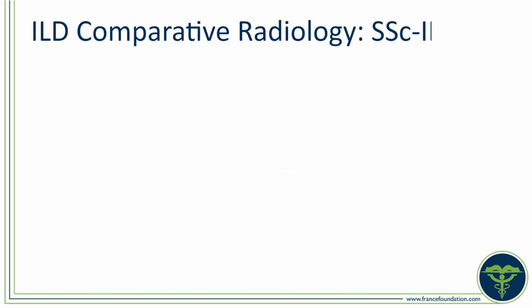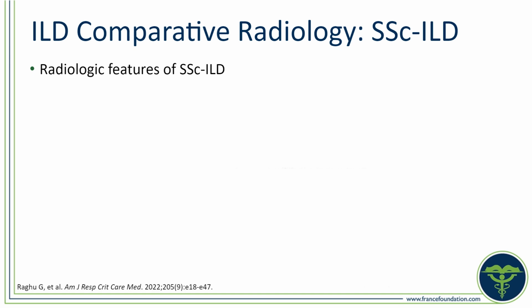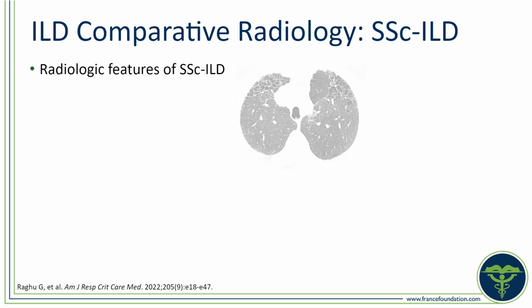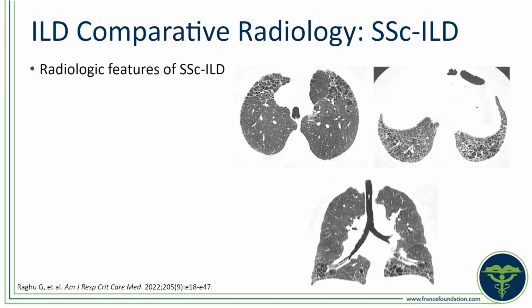Next, we'd like to look at comparative radiology that's seen within patients who have scleroderma-associated interstitial lung disease. And scleroderma, like many autoimmune diseases, can manifest in essentially any of the known underlying ILD patterns. And so as we saw on the last slide, UIP pattern interstitial lung disease is required for a diagnosis of IPF.